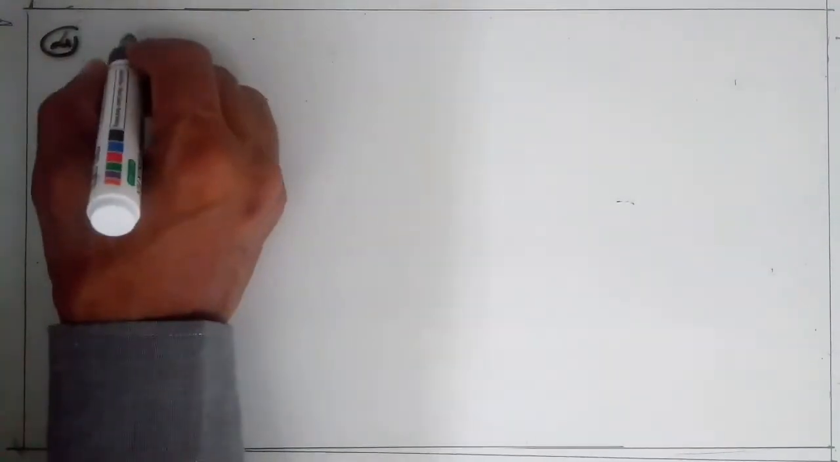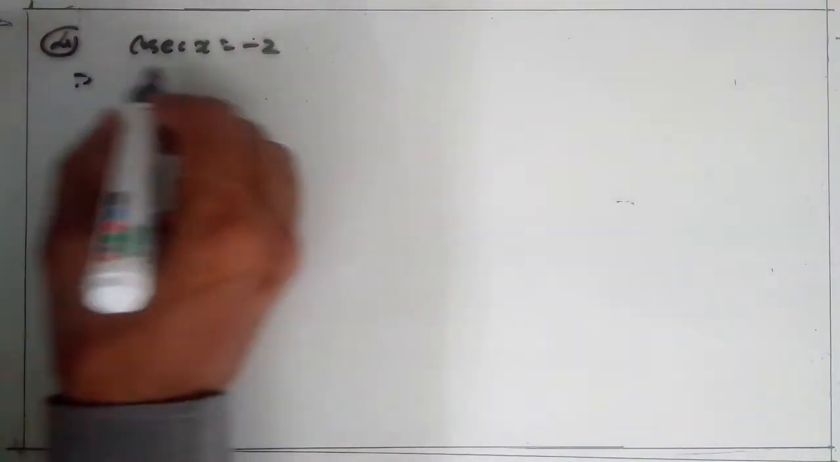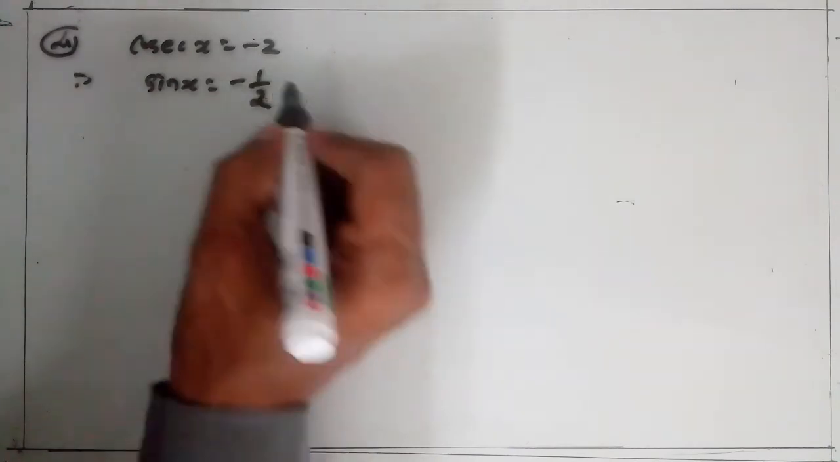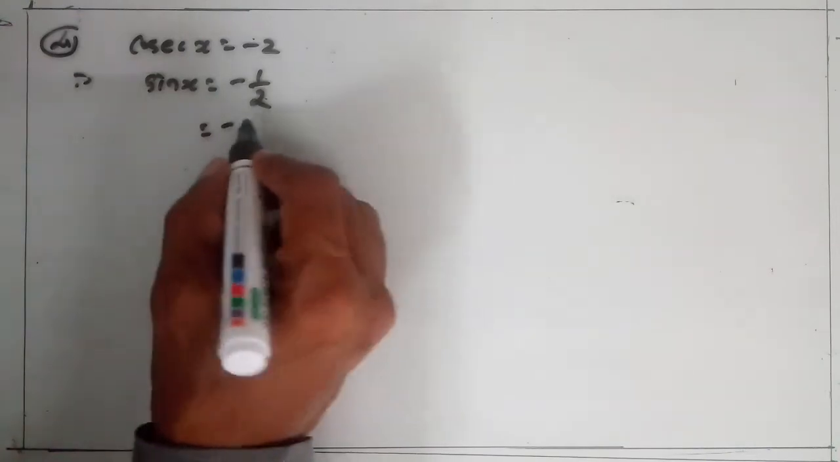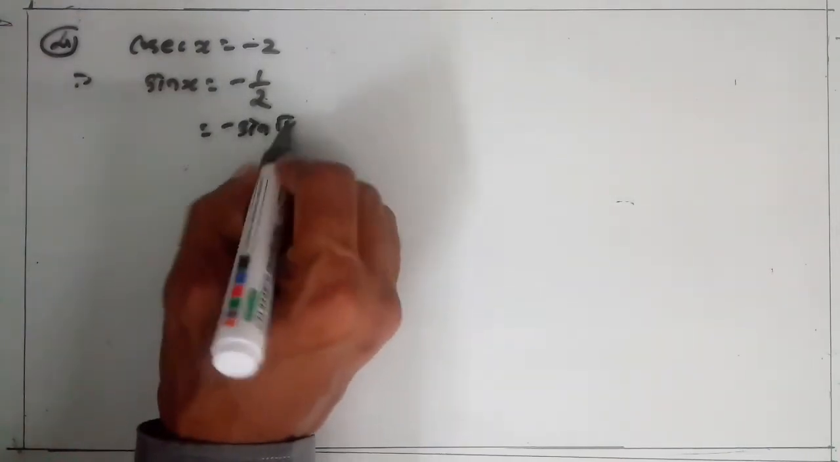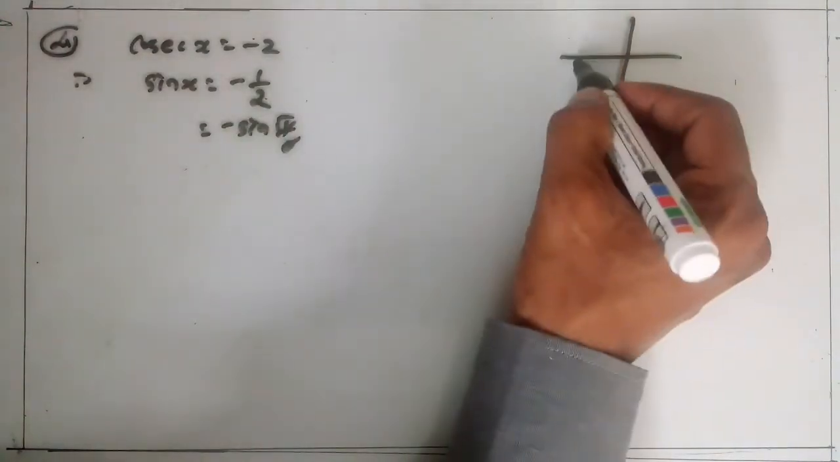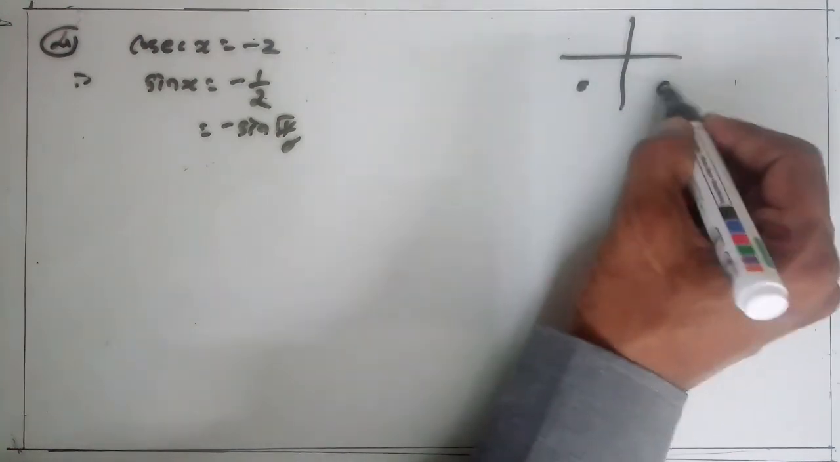Now question number 4. Cosec x is equal to minus 2. Cosec change into sine form. So sin x is equal to minus 1 by 2, taking reciprocal on both sides. 1 by 2 change into sine form, sin pi by 6. Now think where the value of sine becomes negative. Sine is negative in the third quadrant or in the fourth quadrant.